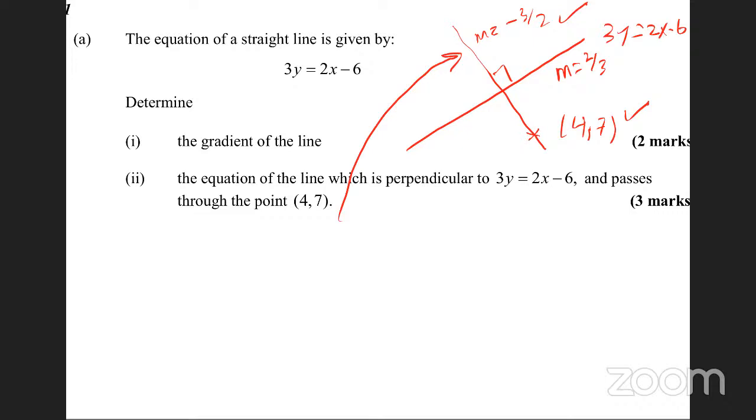The point? Right, remember they told you it's passing through 4, 7. So we know the perpendicular line passes through 4, 7. That's why I drew it there. All right, they gave it that. They told us it's passing through 4, 7.